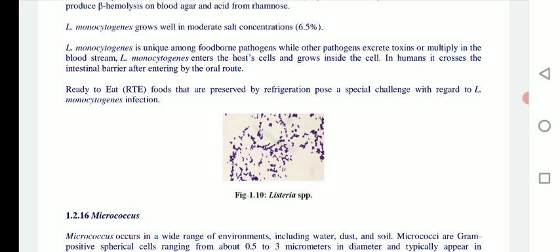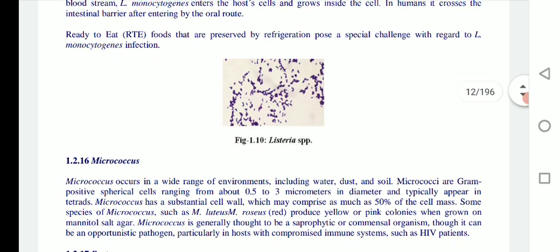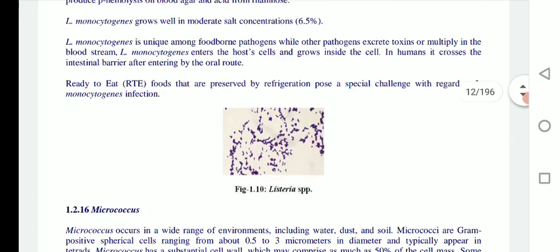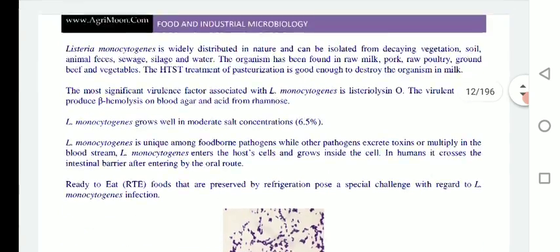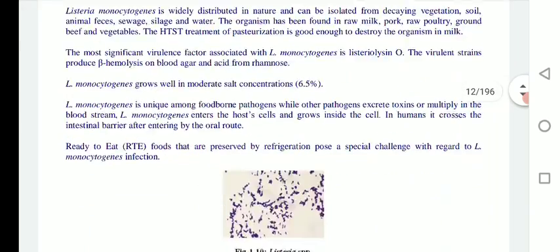Ready to eat foods that are preserved by refrigeration pose a special challenge with regard to Listeria monocytogenes infection. Okay, so these are overall details regarding the important foodborne pathogen, Listeria monocytogenes.